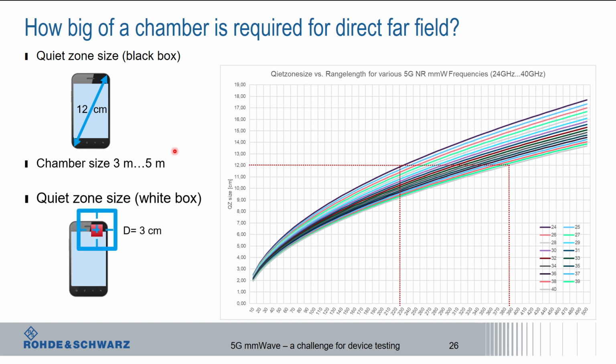If I have white box testing, so my 3 centimeter example from before, then I end up somewhere down here in the range of 10 to 30 centimeters. So a small shielded box with half a meter would do the job, and I would be able to test in far field. That, of course, depends a lot on, again, your D and your frequency range.